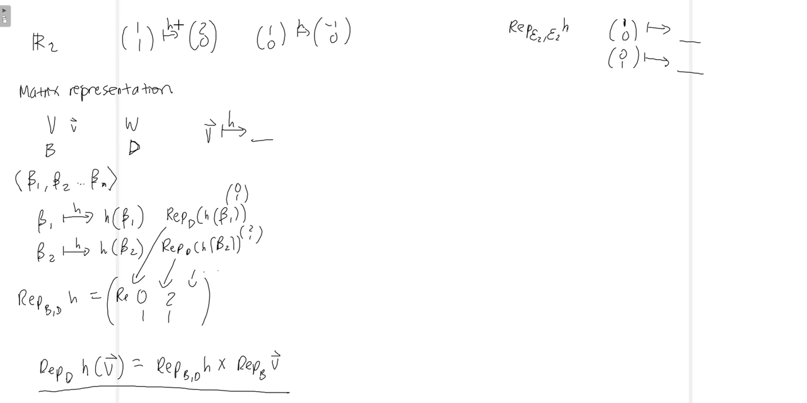So what we can do first, we know what (1, 0) projects to already. That's already (-1, 0). Now the question is, what does (0, 1) project to?